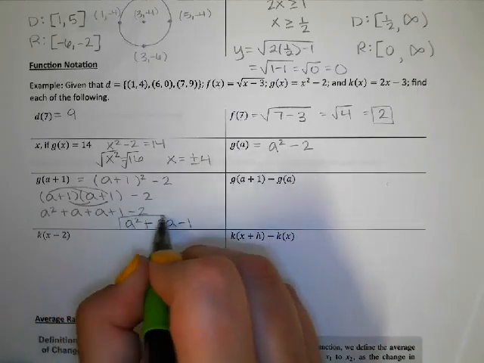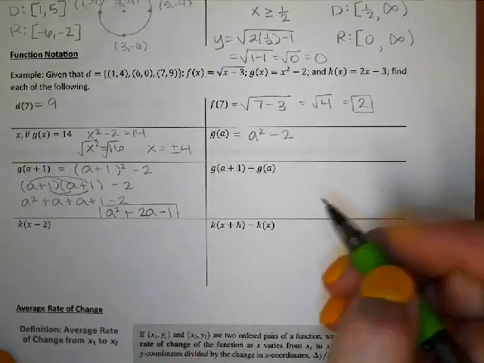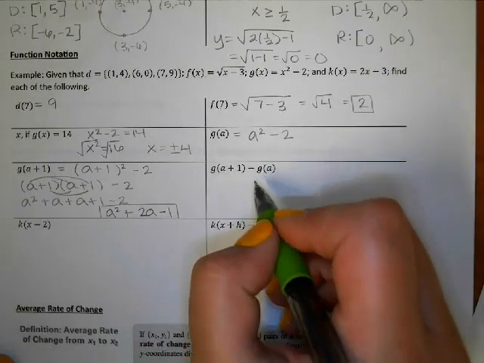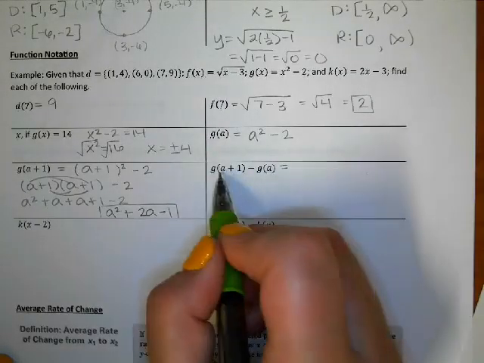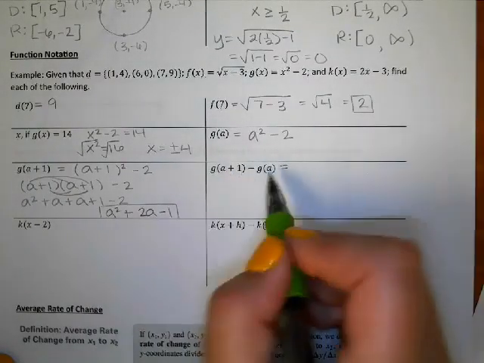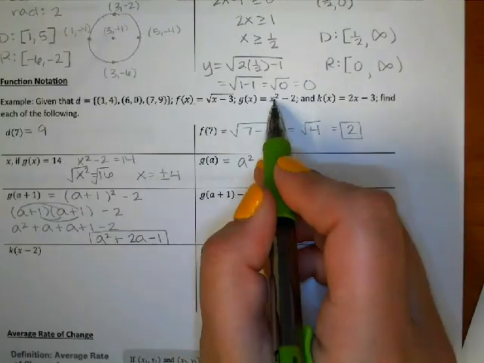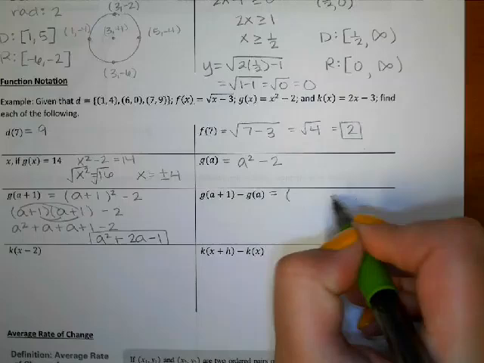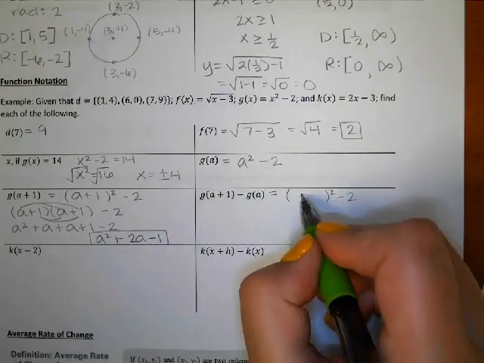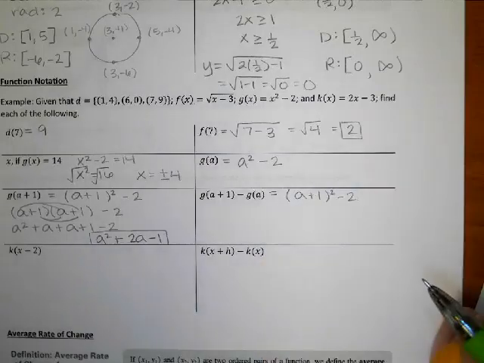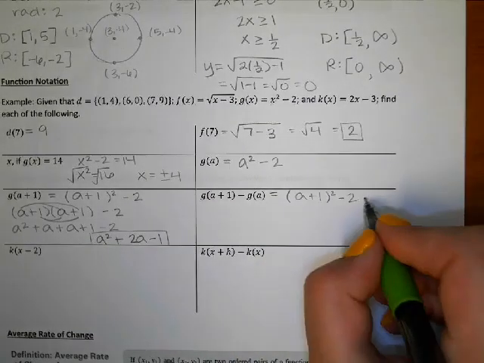This one is like a combination of those previous 2 problems. It says take g of a plus 1 and then subtract off g of a. So g of a plus 1, we would plug something in for x in x squared minus 2. So this is g of a plus 1. I'm plugging in a plus 1 squared minus 2. So g of a plus 1 minus, and then g of a, I'm going to have to subtract that whole group, is a squared minus 2.